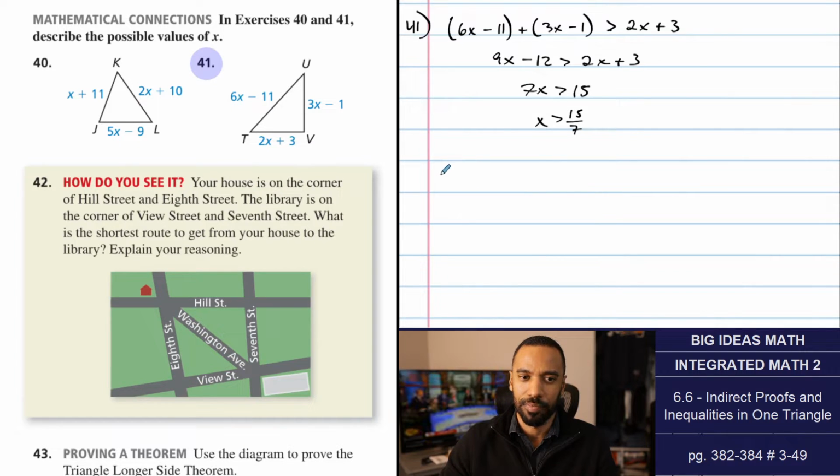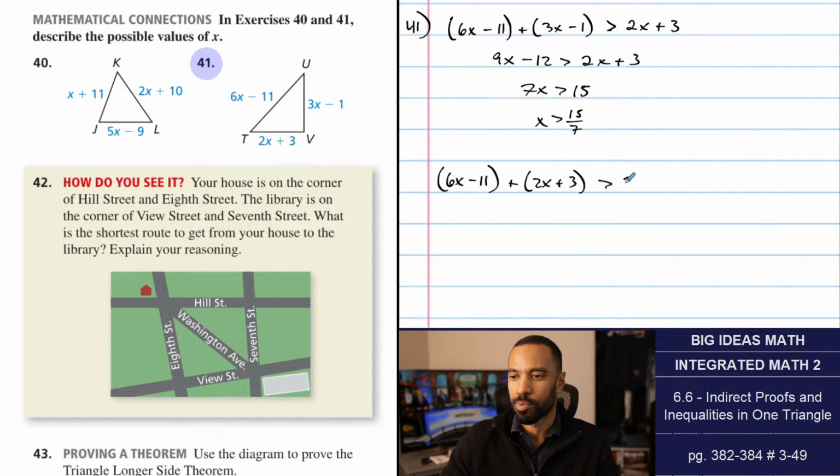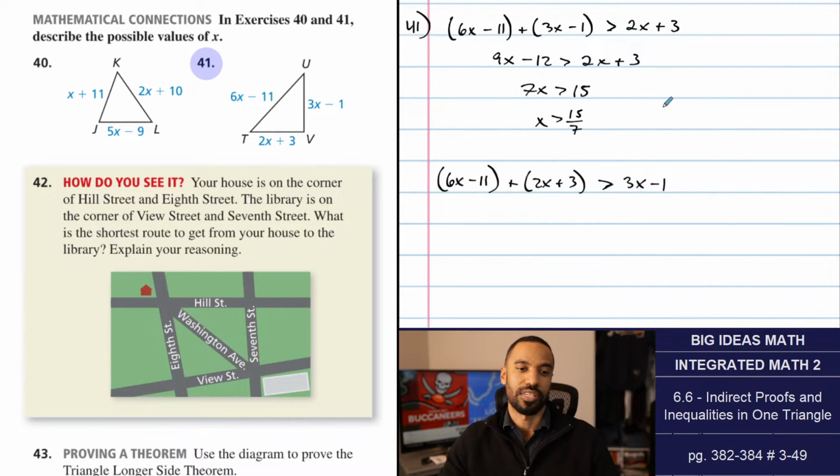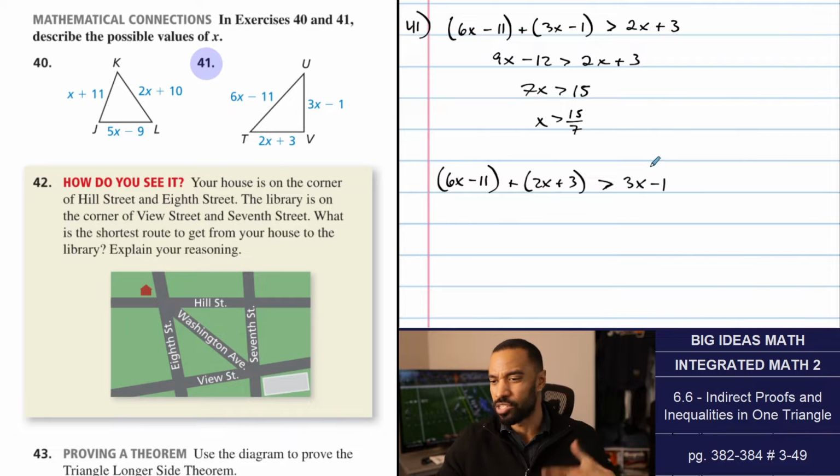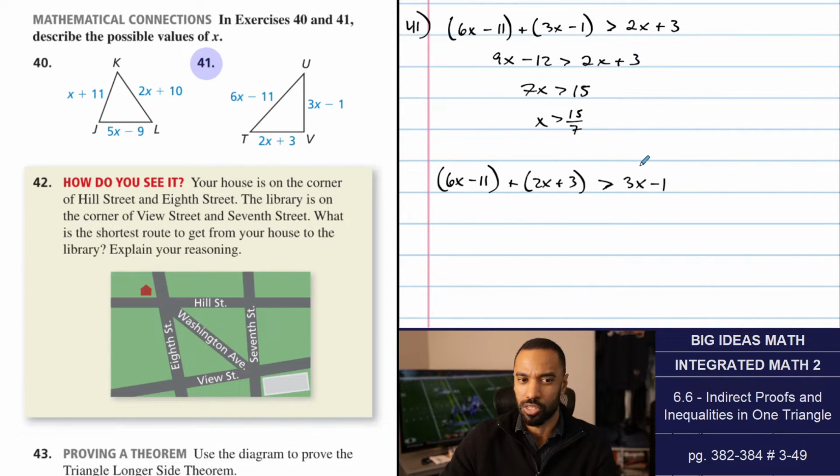Now let's look at 6x minus 11 and 2x plus 3 as the shorter sides, and compare that to being greater than 3x minus 1. If it's drawn to scale, then 6x minus 11 is going to be the longest side, so this might be a version we get to look at, though. So 6x plus 2x is 8x, and negative 11 plus 3 is negative 8.